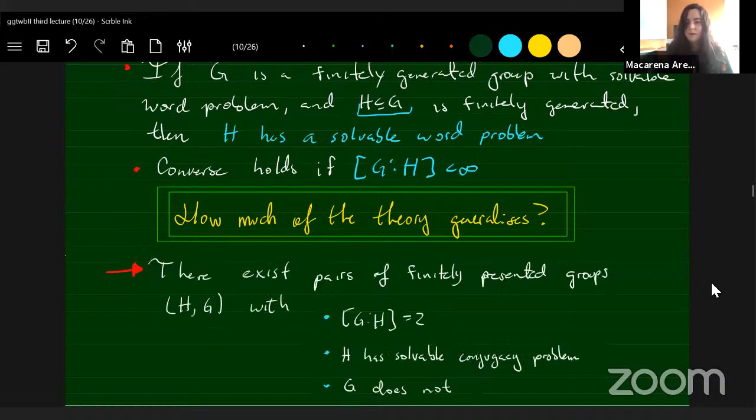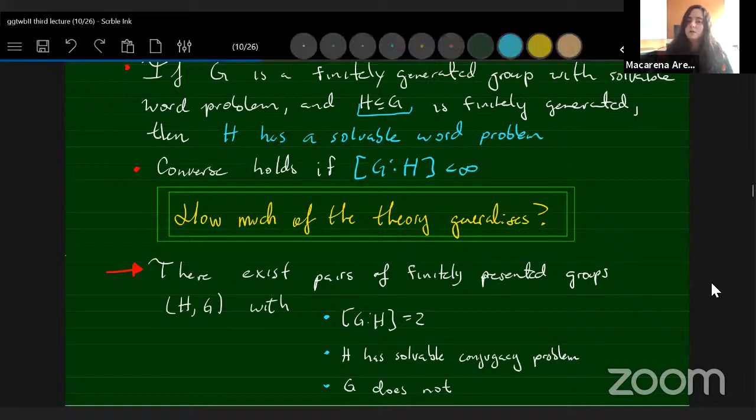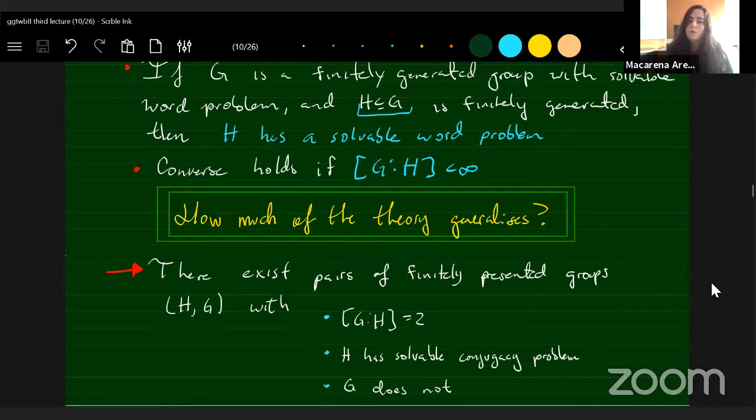So there are examples of pairs of finitely presented groups, such that one is index two in the other one, and one has solvable conjugacy problem and the other does not. So one can make this construction so that the subgroup is the one that has solvable conjugacy problem and the overgroup does not, or vice versa. One can also produce pairs where the overgroup has solvable conjugacy problem and the subgroup does not. So this is a big difference to the word problem.